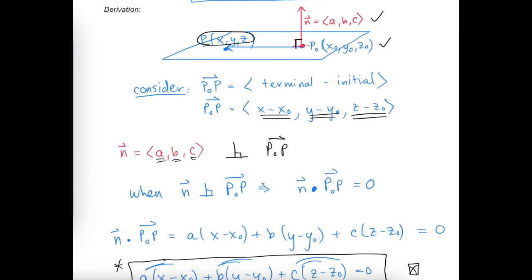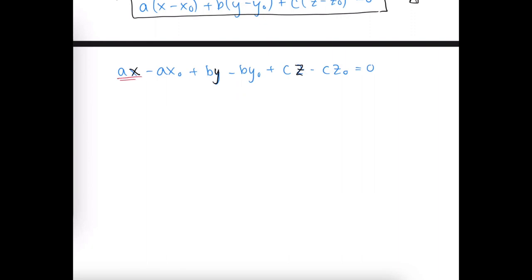So a, b, c, x naught, y naught, z naught, all those are constants, and these are the only changing quantities because I could have chosen any ordered triple in the plane, right? So let's get our variable terms together. We'll write those down first. So we have ax plus by plus cz, and then we're going to get our constant terms together. Notice that they're all negative, minus a x naught, minus b y naught, minus c z naught. I'm going to get those together, but also factor out the negative. So we have a x naught plus b y naught plus c z naught, and then all of this is equal to 0.